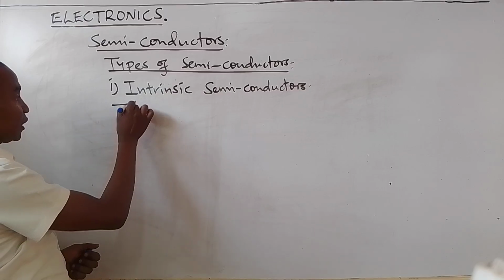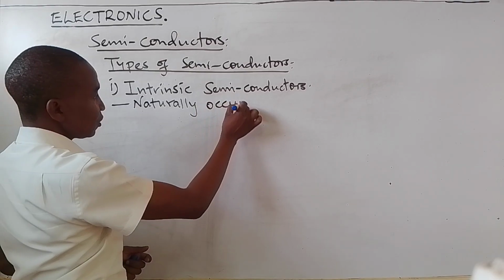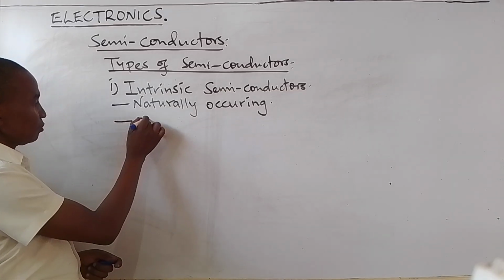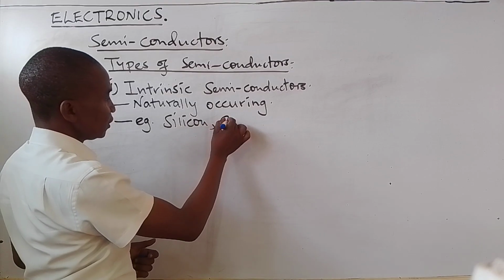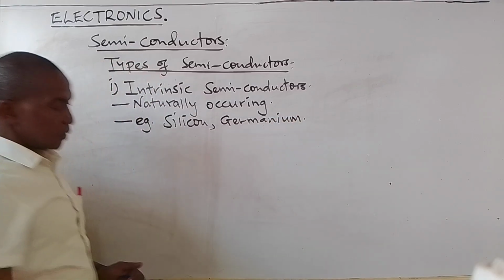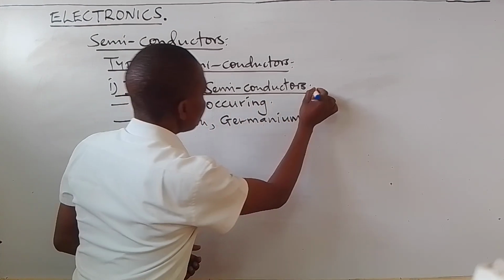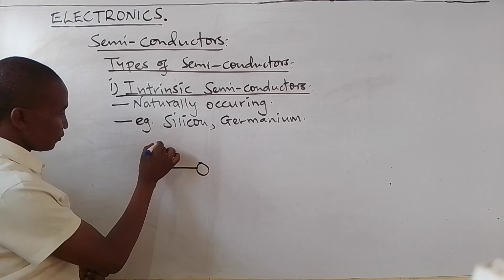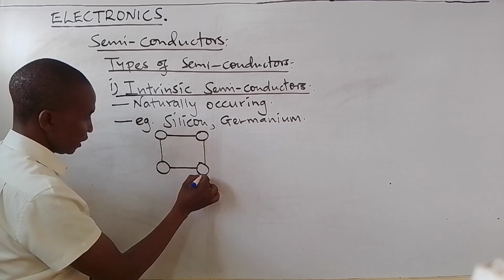These ones are naturally occurring. So these are naturally occurring elements which are semiconductors in nature. They include examples: silicon and germanium. A crystal of an intrinsic semiconductor will have an atom which is neighbored by 4 other atoms and forming complete bonds with them.